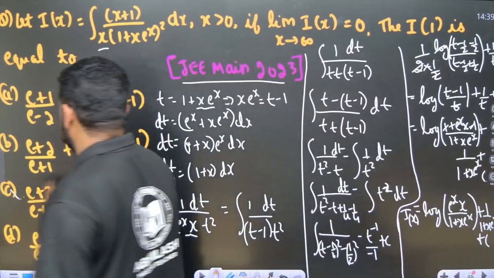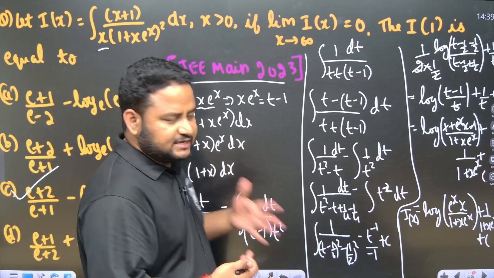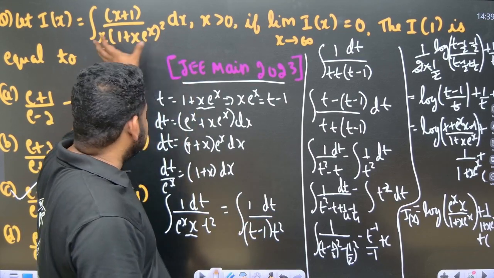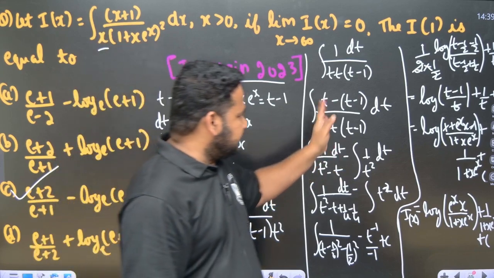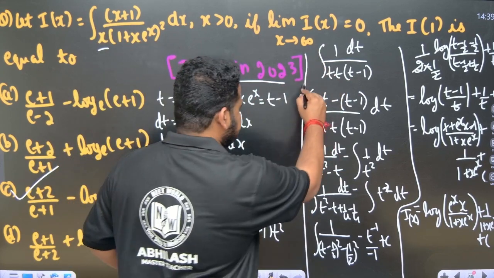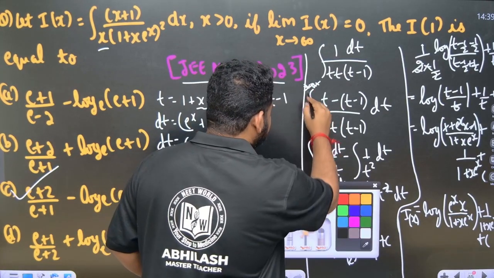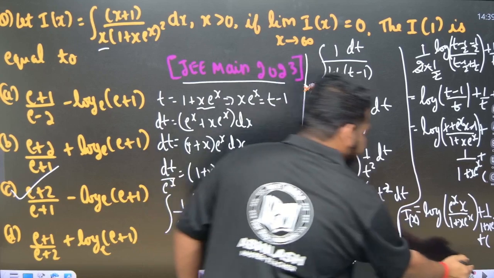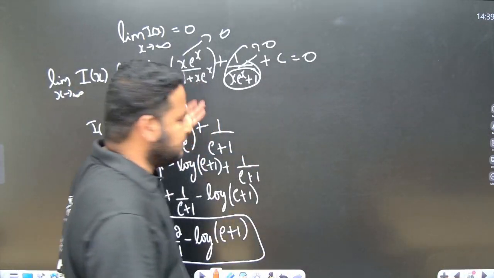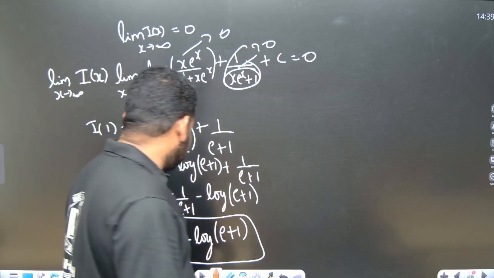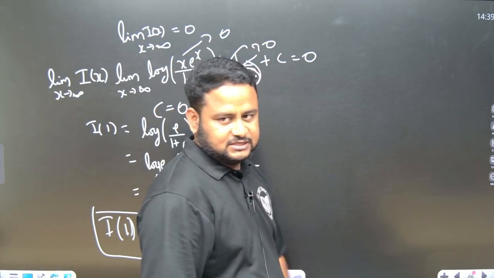Option C is the correct answer, friends. This is a JEE Main 23 question. Although it appears difficult or complex, by taking the value of t as whatever is within the bracket and then manipulating this, it becomes easy. This is very important. This is my star step. Based on that, if you do it, it will be very easy for you to get the answer. The answer is option C, that is e plus 2 by e plus 1 minus log of e plus 1. This is the answer, friends.